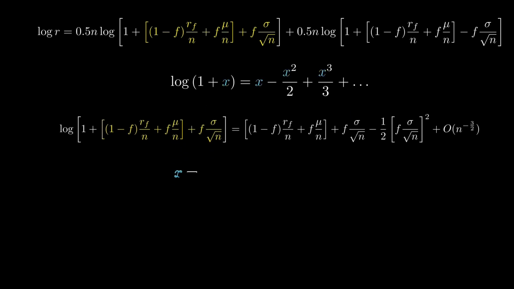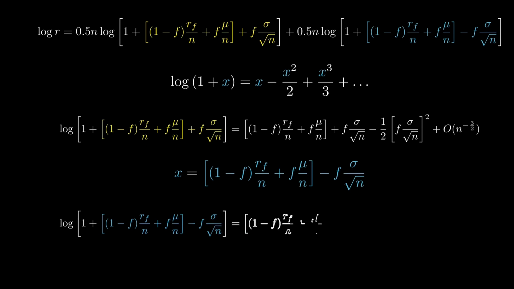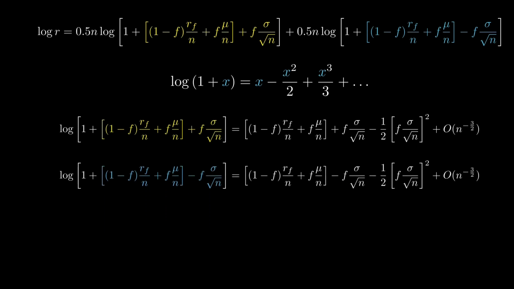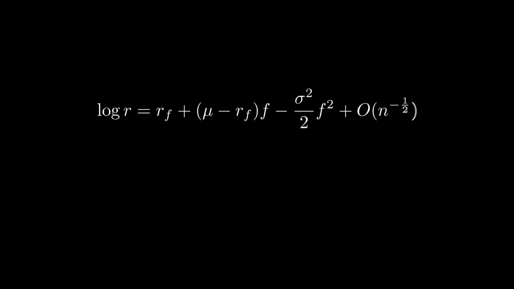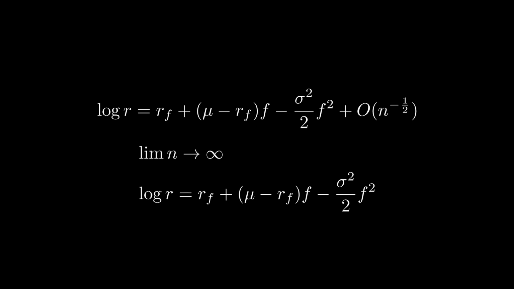Similarly, if we let x be this blue expression, we have the following series. Returning to our formula for log r, we can substitute the Taylor series expansions into the formula and simplify. As n goes to infinity, O of n to the power -1/2 approaches 0. We get this quadratic equation in terms of f.